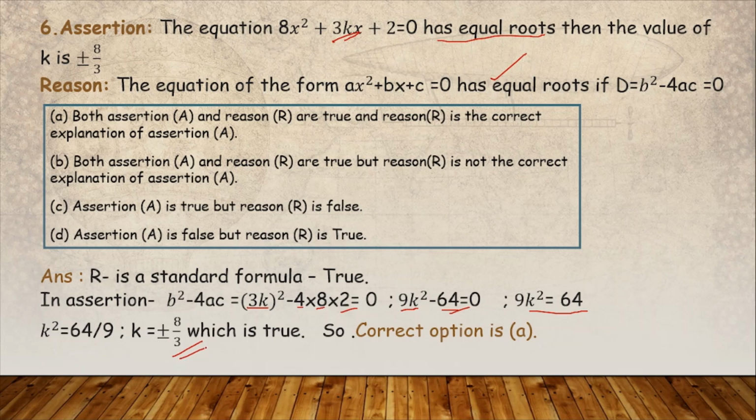Yes, it is also true. So the assertion is also true. The assertion uses the reason because the reason is the formula. The assertion is the statement where the formula is used. So it has a connection. So I'll go for option A.